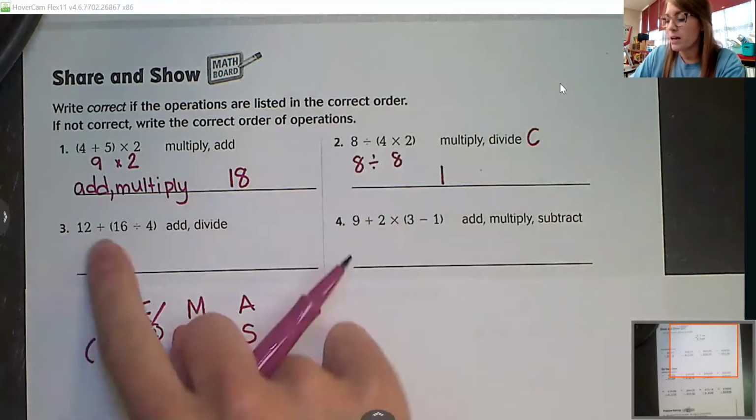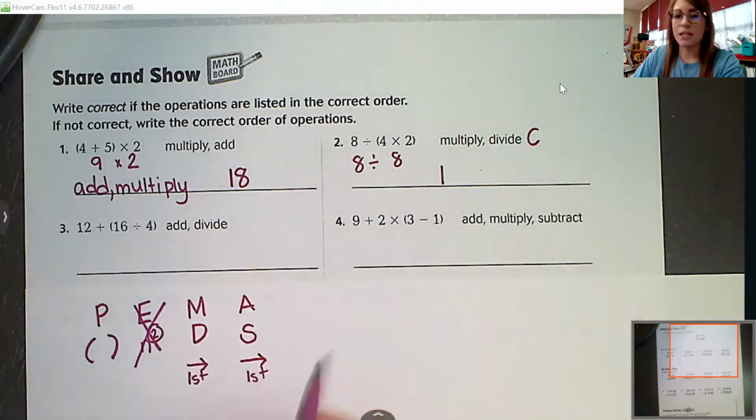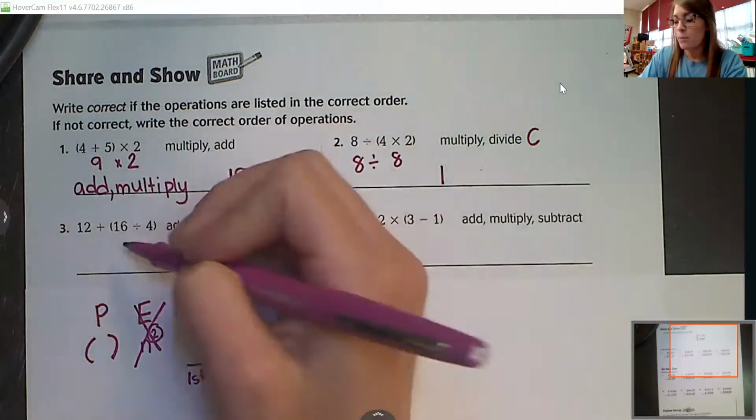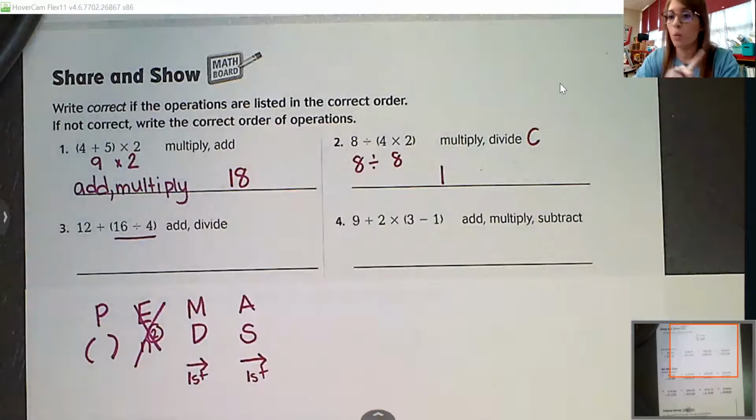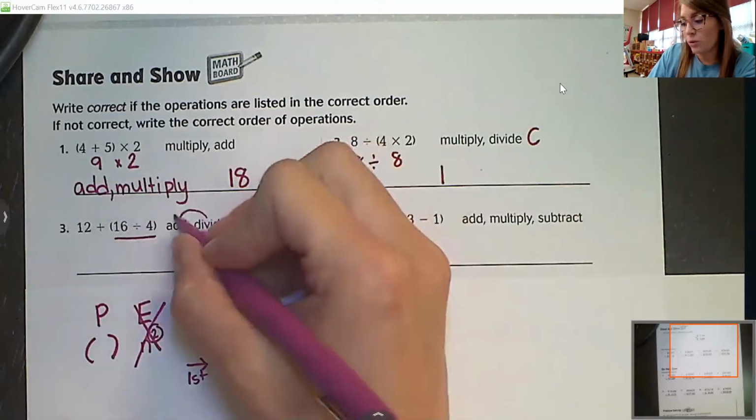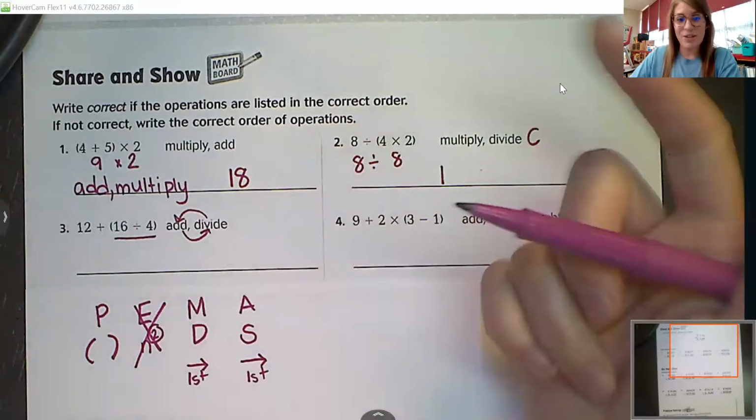We've got 12 plus 16 divided by 4. It says that they think we should add first and then divide. Is that correct? No, it is not. Why is that not correct? Exactly, because we always solve parentheses first. No matter what operation is inside of them, we always solve those first. So we would need to switch those around and divide, then add.